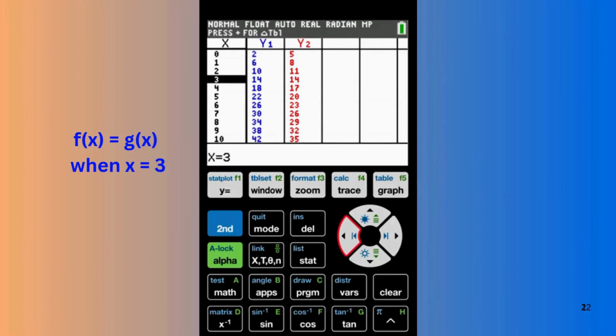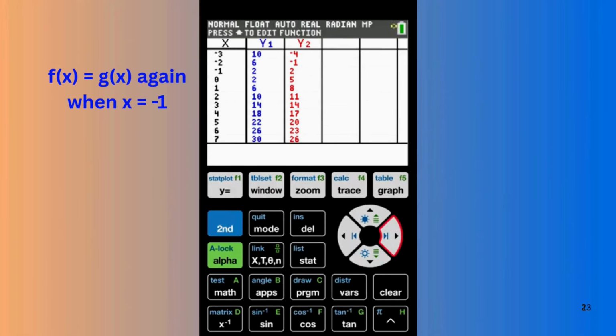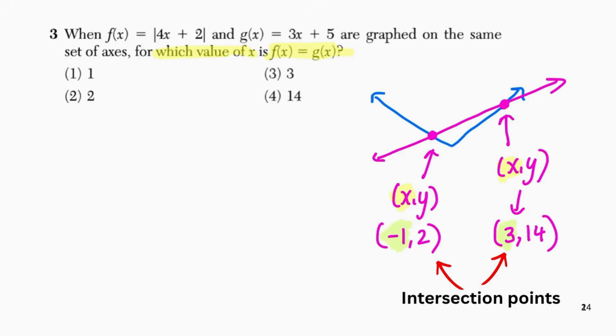And we already knew that because we found the intersection point. If we scroll down to look for more y values that are the same, we won't find any going this way. But if we scroll up, we will see that at x is -1, the y values are also the same. They're both 2. So our f of x equals our g of x when the x value is -1 and also when the x value is 3. So looking at our answer choices, they're just looking for one of the x values where f of x is equal to g of x. So we're looking for the answer choice that either has -1 or +3, and we see that +3 is answer choice number 3.